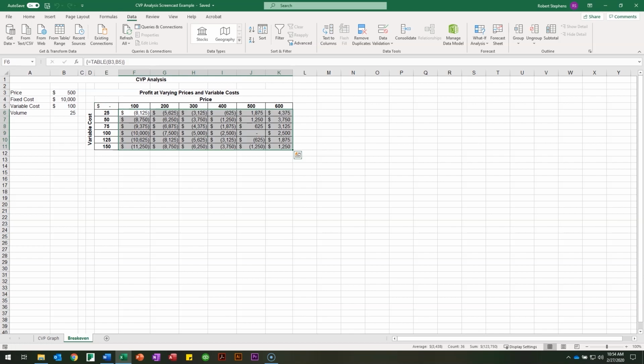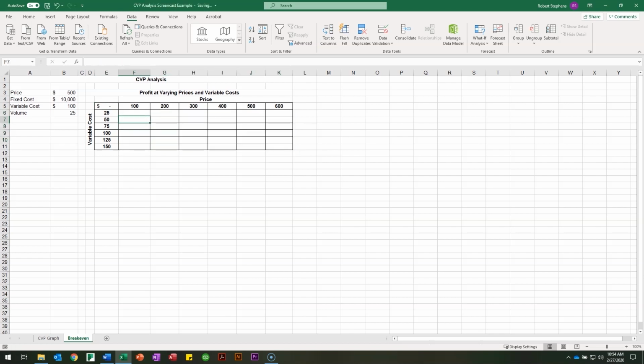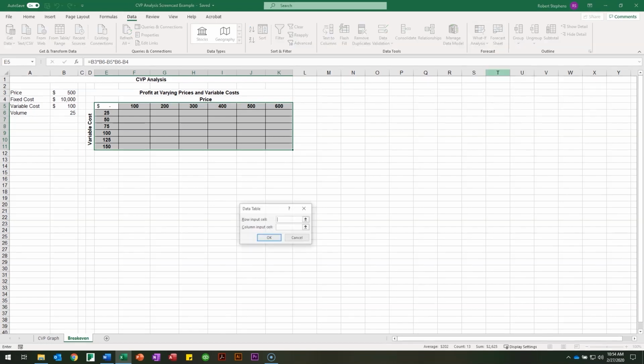I'll delete off all the data to show you how this is being done, and I'm going to highlight the table here. The structure of the table is formula in the upper left-hand corner, a row of data, a column of data. Go up to Data in your menus, go to What-If Analysis, and that's where they've hidden Data Table.